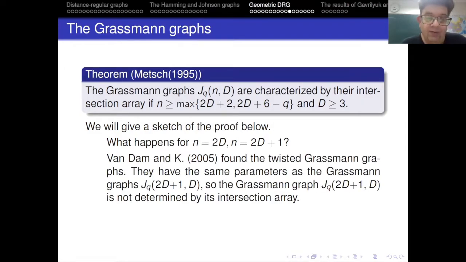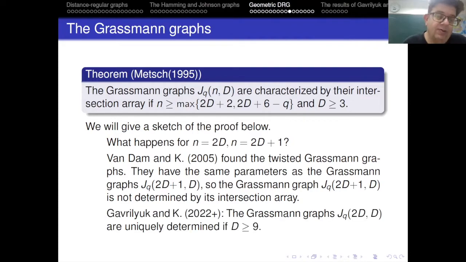In 2005, with Edwin van Dam, we found the twisted Grassmann graph, which has the same parameters as the Grassmann graph J_q(2D+1, D). So the Grassmann graphs are not determined by their intersection numbers. We have at least one more example, because the twisted Grassmann graphs are not geometric, so therefore they cannot be isomorphic to the Grassmann graph. Another reason is that the twisted Grassmann graphs are not vertex transitive, so they can never be isomorphic to them.